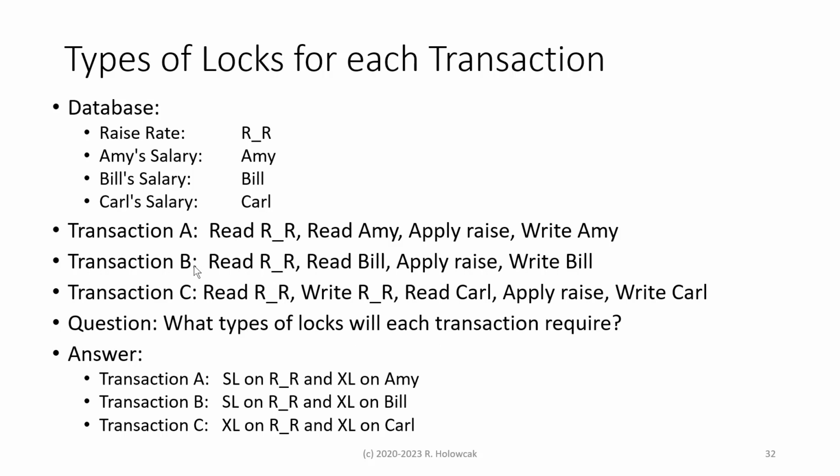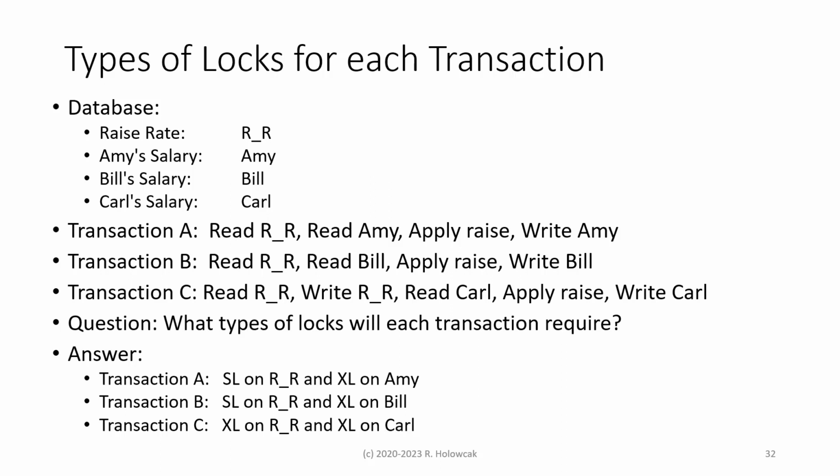In a similar way, transaction B only needs to read the raise rate, so transaction B can get a shared lock on raise rate. Transaction B will ultimately write a new salary for Bill, therefore it needs an exclusive lock on Bill. Transaction C needs to both read and write the raise rate. Therefore, transaction C will need an exclusive lock on raise rate. And, of course, transaction C will write a new salary for Carl. Therefore, transaction C needs an exclusive lock on Carl.